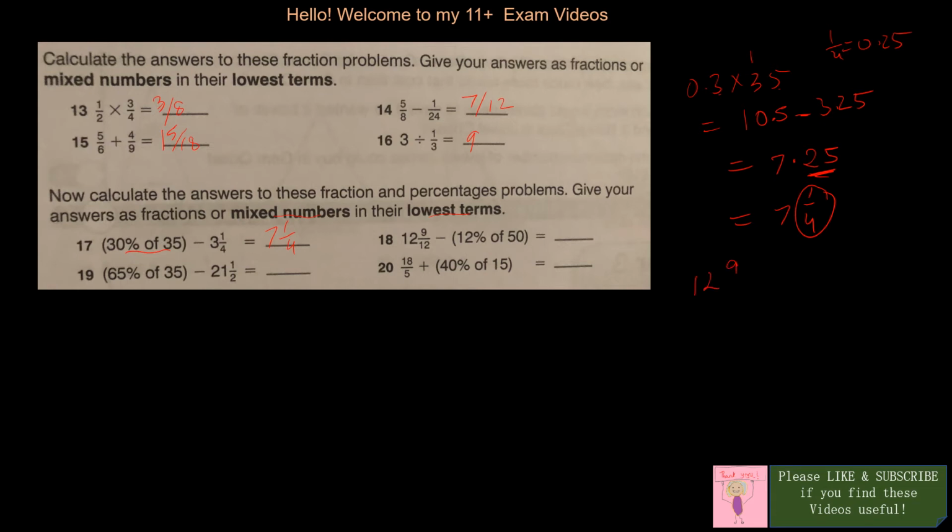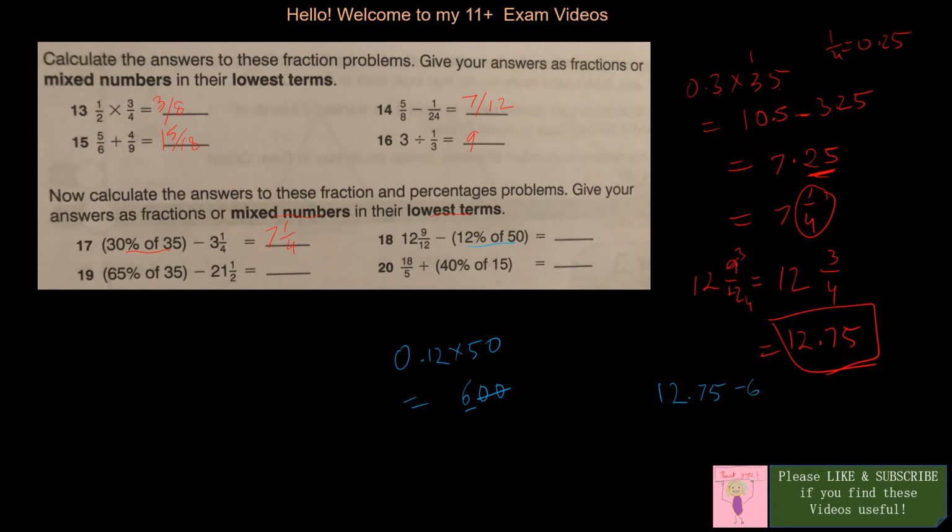12, 9 out of 12 is also equal to 12 3/4. That is 12.75. Okay, so 12% of 50 will be 0.12 times 50. That is 5 times 12 is 60. So it will be 0.75, 6.75, 6 3/4.